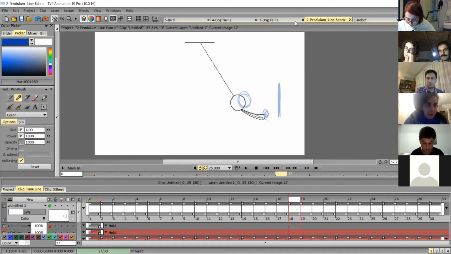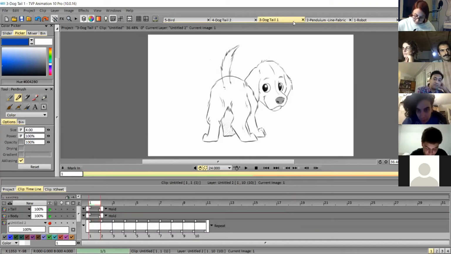Let's jump into another example. We are going to animate a dog tail.